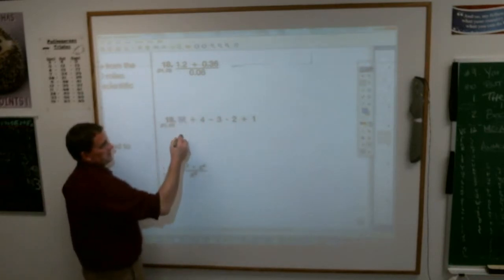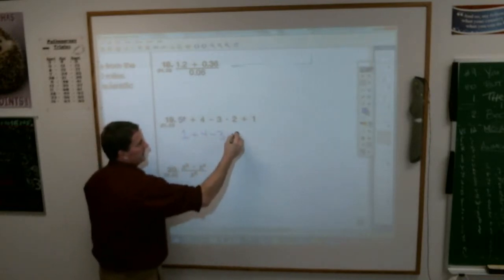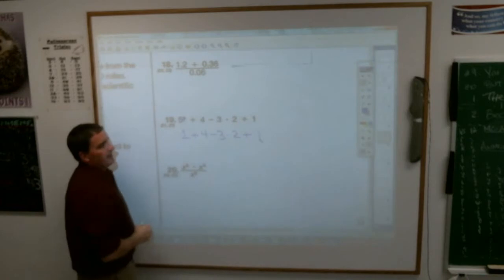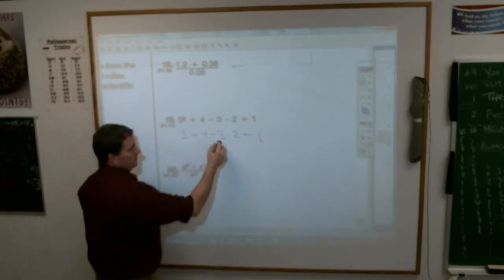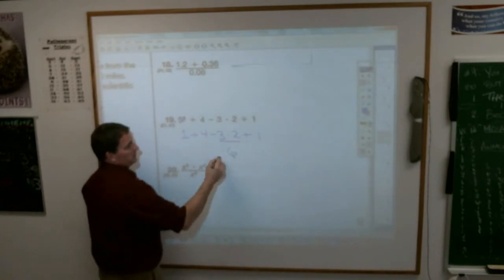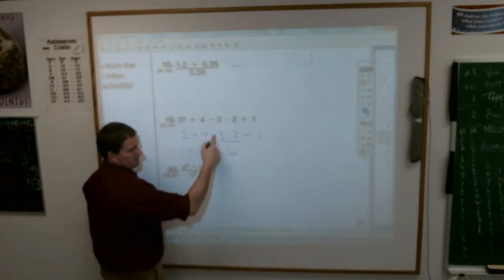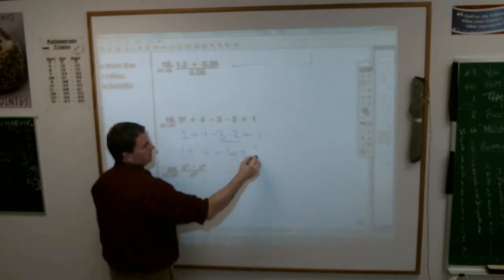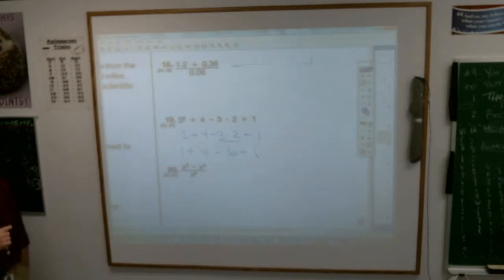So this is definitely 1. 1 plus 4 minus 3 times 2 plus 1. Order of operations says you have to do multiplication before addition and subtraction, so this would be the next thing you do, which gives you 6. So now you have 1 plus 4 minus 6 plus 1. And then addition and subtraction get done from left to right.